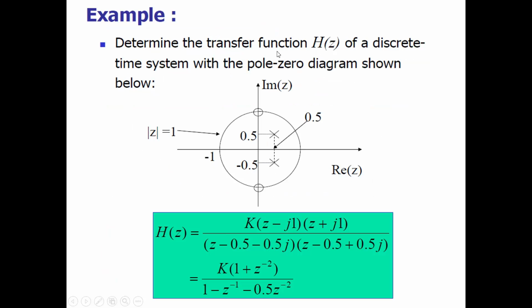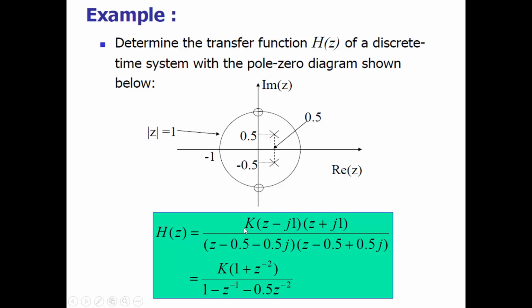Now let us determine the transfer function H(z) of a discrete time system with the pole zero diagram shown here. So let us look at the poles. There are two poles which are a complex conjugate pair, and two zeros which are also a complex conjugate pair. This zero is plus 1j. This zero is minus 1j.